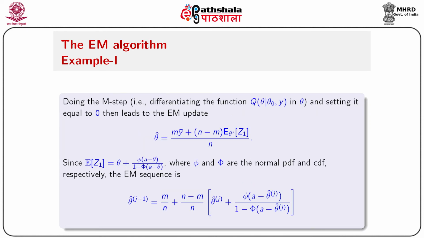Doing the M step and setting the derivative equal to 0 then leads to the EM update theta hat. If you calculate, you will get this expression: theta hat equals (m y bar plus (n minus m) E_theta'[z1]) divided by n, since E[z1] equals theta plus phi(a minus theta) divided by 1 minus Phi(a minus theta), where phi and capital Phi are the normal PDF and CDF respectively. The EM sequence then becomes theta hat (j+1) equals (m/n) y bar plus ((n minus m)/n) times (theta hat j plus phi(a minus theta hat j) divided by 1 minus Phi(a minus theta hat j)).